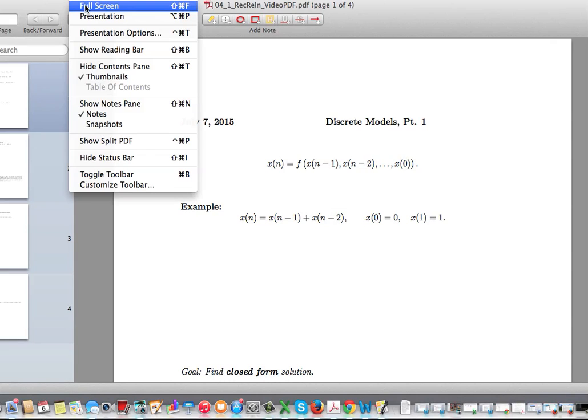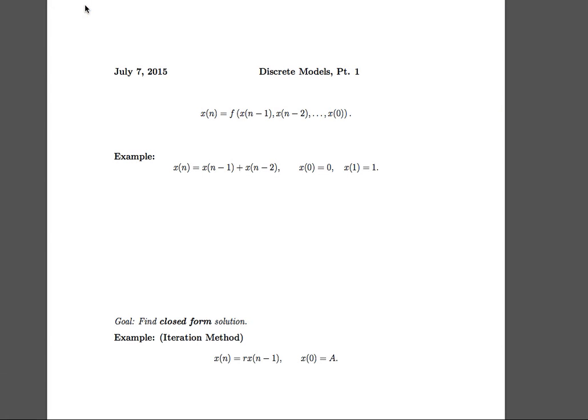Okay, so today we are talking about discrete models, and in particular, we're going to talk about recurrence relations. So first off, discrete models essentially come into play anytime that you have some sort of quantity that changes over time, but it changes in such a way that the time scale is sort of large.